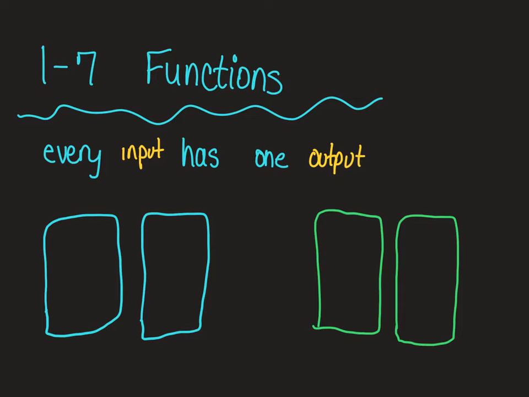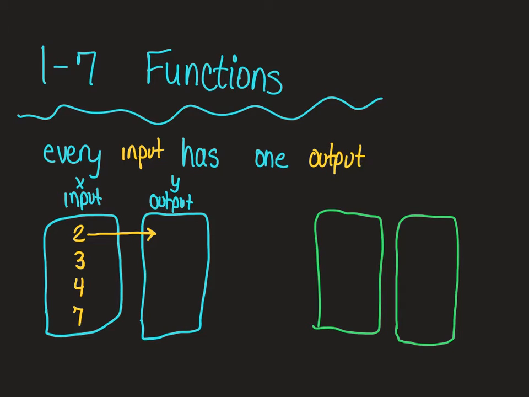All right, so let's talk about mapping. Remember, these are my inputs. These are my x's. This is my output. My output is my y. Every x, so let's say I had 2, 3, 4, and 7. Every input has one output. So there can only be one arrow right here.